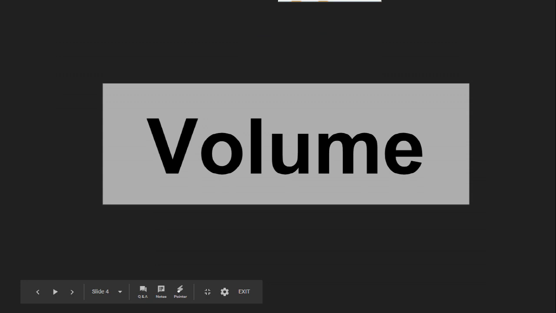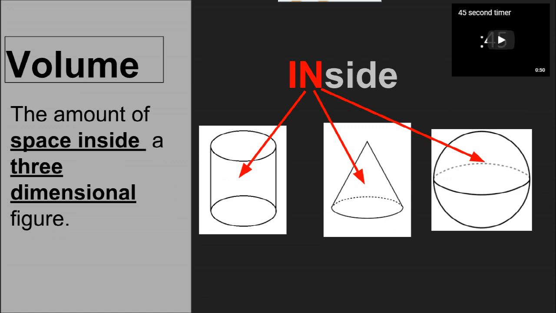All right, so our first word we're going to discuss is volume. Everybody say volume. One more time, say volume. So this isn't like volume on the stereo or volume on the radio you turn up in the car. It's a little bit different. So for volume, we're going to write this stuff down, give you 45 seconds, and then we will discuss.